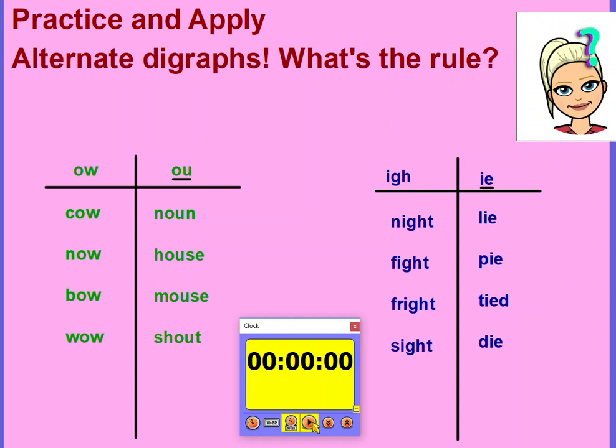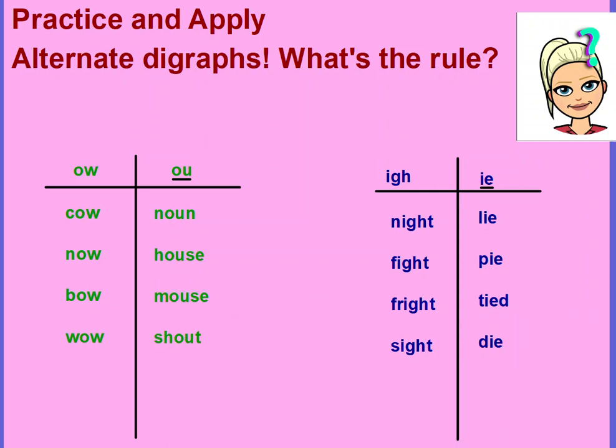Okay, I'd be really interested to let your teachers know what ideas you came up with, what you think the rule would be. Okay, so one of the rules over here is when we are using the owl sound, you will see it's in the middle of the word. So if there's a consonant after the word, you're generally going to be using OU to make the owl sound. If it is at the end of the word, like in cow, now, bow, and wow, you will find that it is the OW sound.